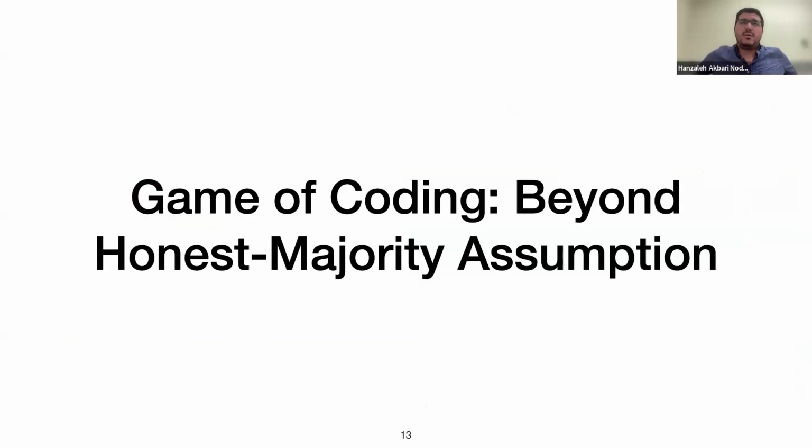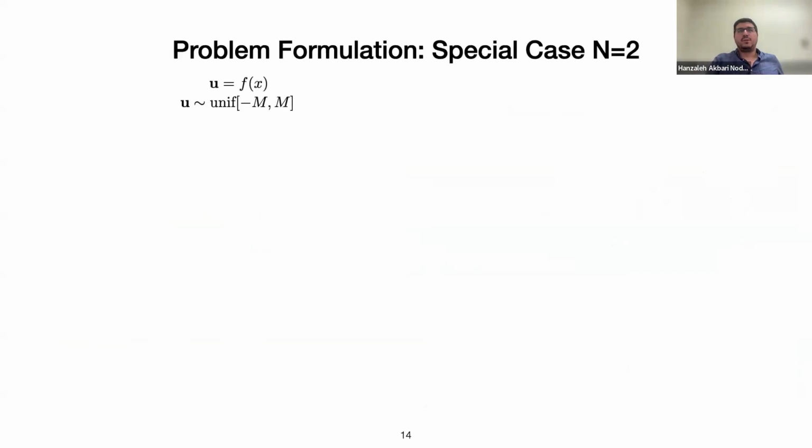Okay, let's talk about game of coding. Let's talk about the problem formulation. Here for this talk, I'm keeping it very simple. I will talk about a very special case that we have just two nodes, and one of them is honest and the other one is adversary. Once again, in classical coding, once you have two nodes and one of them is honest and one of them is adversary, you can't output anything. The system is always killed. You can't output anything.